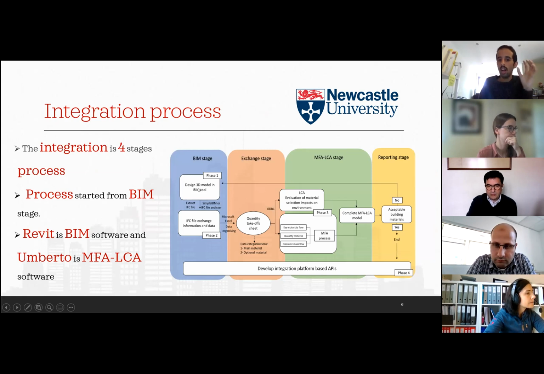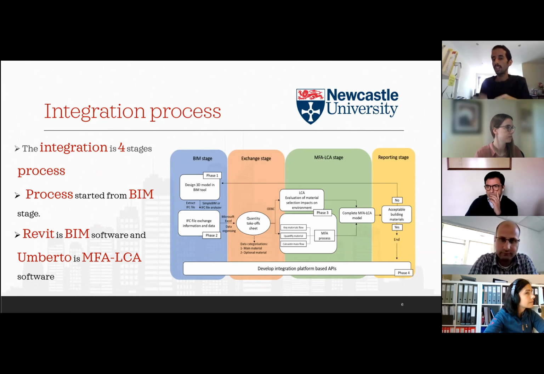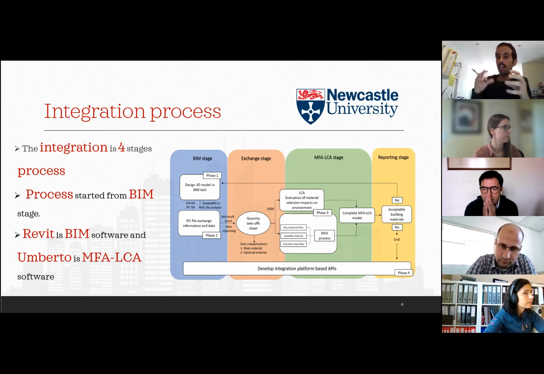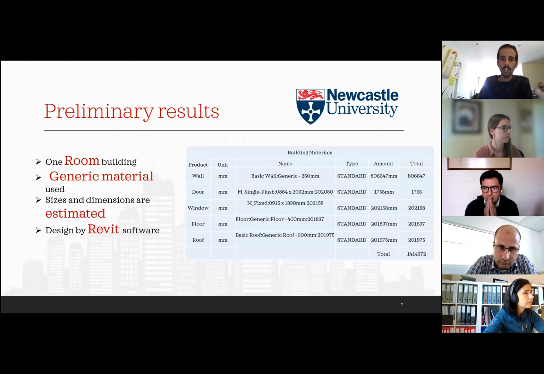As we can see here, after achieving the three stages, we can say whether the materials that we have specified or chosen are environmental or not. If not, we can return to the BIM stage and modify these materials. If it's okay, we can just move forward to develop the platform. That platform can help us integrate BIM and LCA or MFA together, and we can do the process again faster than we explained.